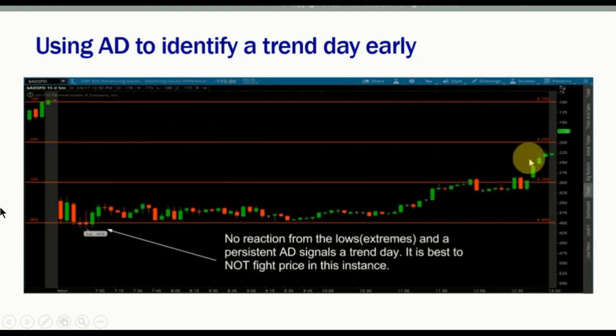And look, that's the close of the market. That's just short covering. Short, short, short, short, short. They cover into the close. This is how we identify a trend day.